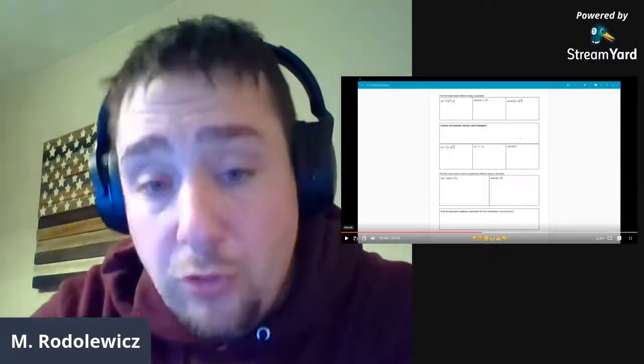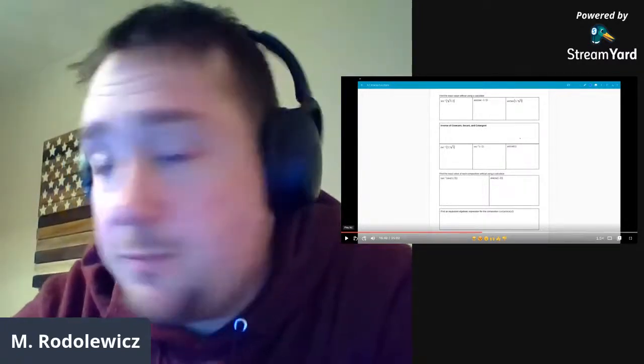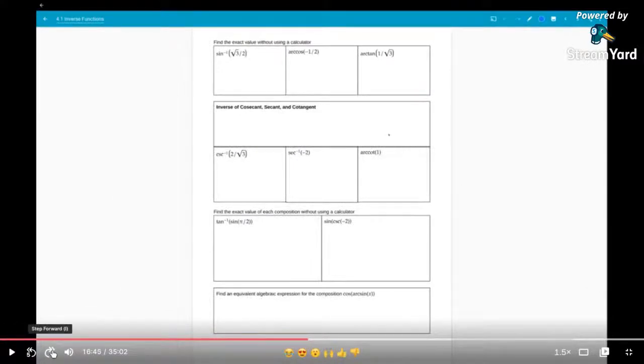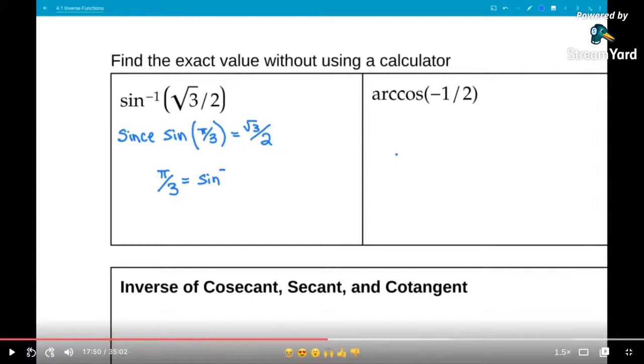Let's actually evaluate the inverse trig functions. So if we're asked to find the inverse sine of square root of 3 over 2, I like to say, let's start with the sine function. Since sine of pi over 3 is the square root of 3 over 2, then pi over 3 is the inverse sine of square root of 3 over 2. We're just interchanging.